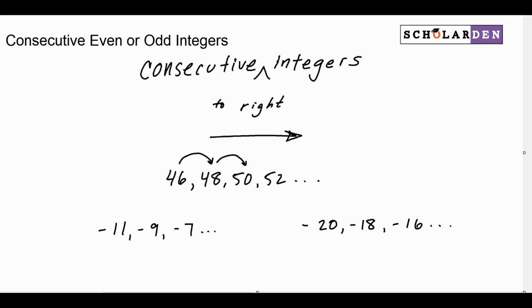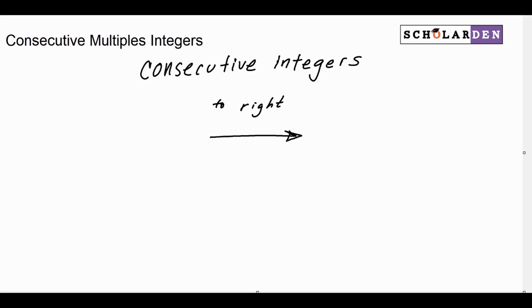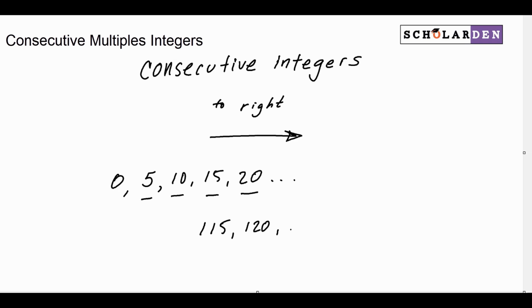I can also have consecutive multiples. What does that mean? Well, I could have, for instance, consecutive multiples of 5. That would just mean counting by 5s, basically. And if I wanted to start at 5, I could say 5, 10, 15, 20, and so on. So each of these numbers is a multiple of 5. So I'm counting by multiples of 5, or you could just say counting by 5. And we could start at 0 if we wanted to, or we could start at 115 if we wanted to. And then I'd go 120, etc.